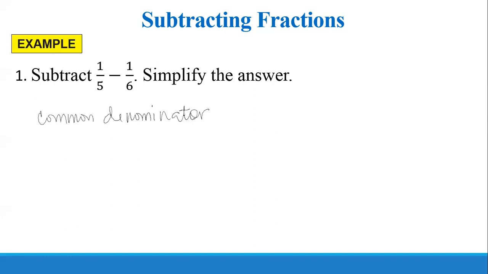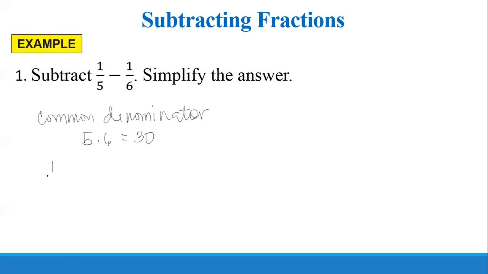All we have to do is to make our fractions as common. Okay, yung pareho ang denominator. So we have to multiply the denominators together. So this is equal to 30. 5 times 6 is equal to 30. And then, rewrite each fraction as an equivalent fraction with a denominator of 30.